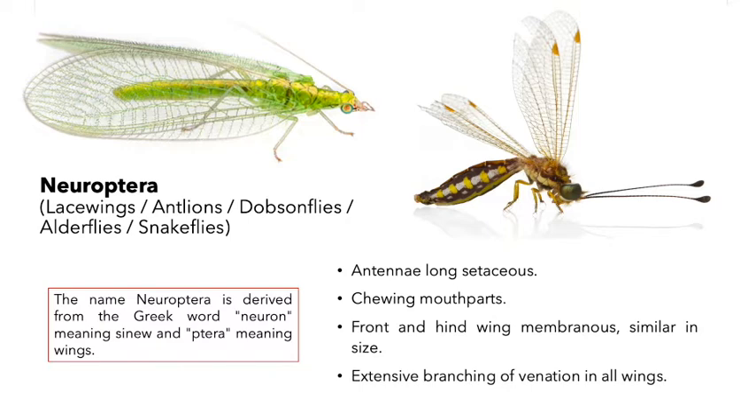Neuroptera is derived from the Greek word neuron, meaning sinew, and ptera meaning wings. They are referred to as nerve-winged insects because of the complex vein patterns in the wings, giving them a lacy appearance. Insects in this order have long setaceous antennae with chewing mouthparts. Front and hind wings are membranous and similar in size, with extensive branches of venation in all wings.